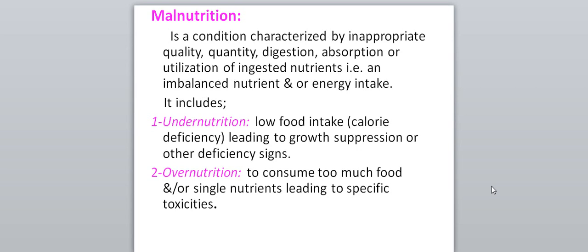Undernutrition occurs when there is low food intake and calorie deficiency, causing growth suppression or other deficiency signs according to the type of diet and nutrient deficiency. Overnutrition means over-consuming of food, or of a single nutrient, leading to specific toxicity.